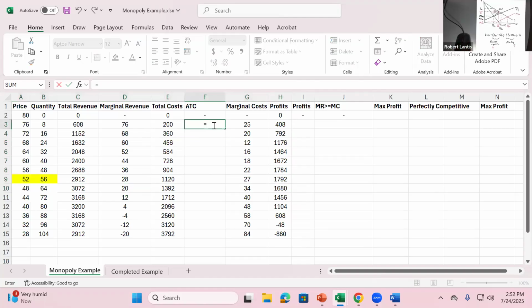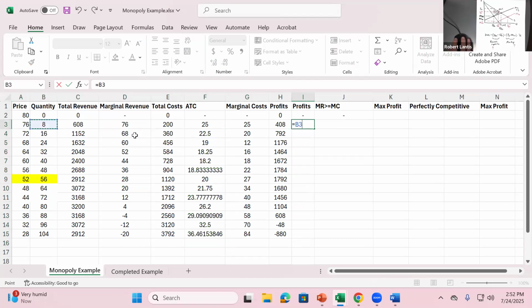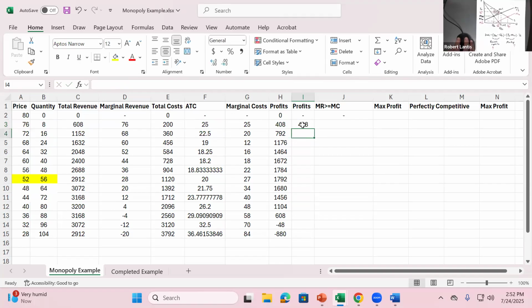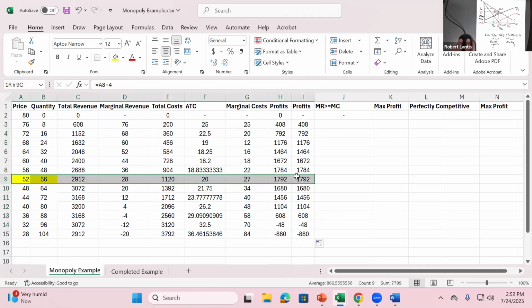Now, I could also find my average total cost. That's just my total cost divided by quantity. The other form of the profit equation we had was take the quantity I'm selling, multiply that by the difference between the price I'm charging and my average total cost. So we have two ways we can calculate profits. Hopefully, both of them give us the same value. Otherwise, I've been lying to you. Sure enough, we get the exact same values. That quantity of 56 is where profits are at their highest. Okay.